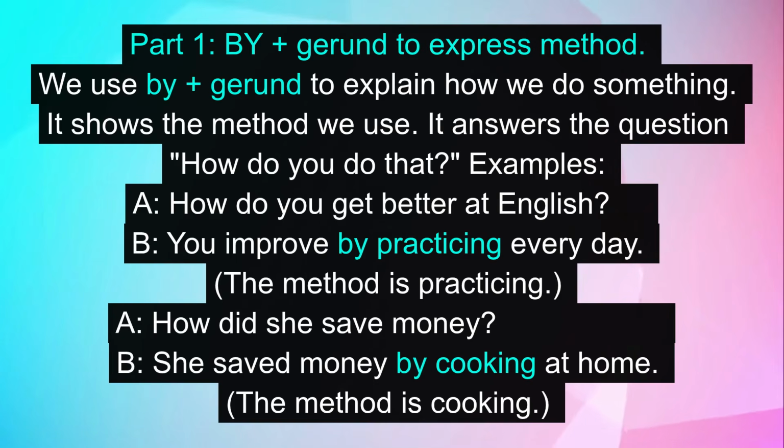Examples. A. How do you get better at English? B. You improve by practicing every day. The method is practicing. A. How did she save money? B. She saved money by cooking at home. The method is cooking.